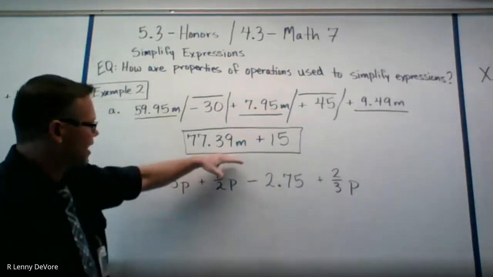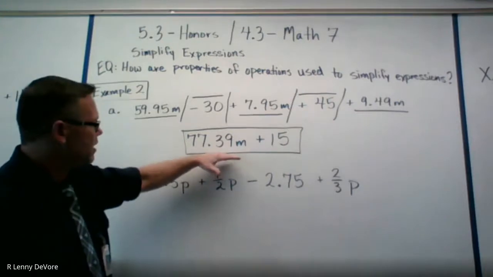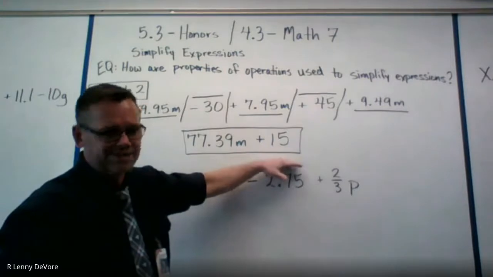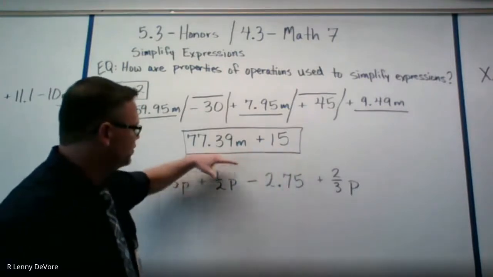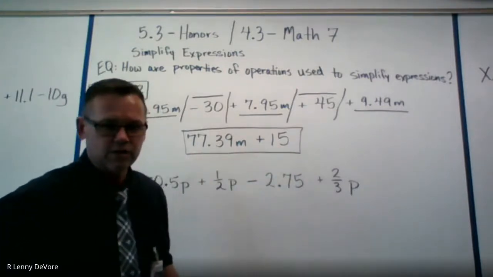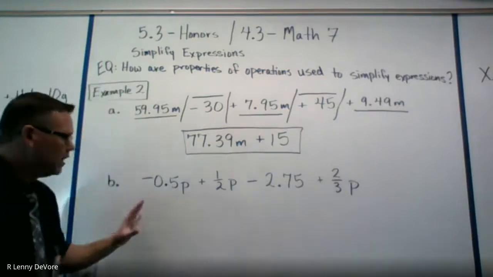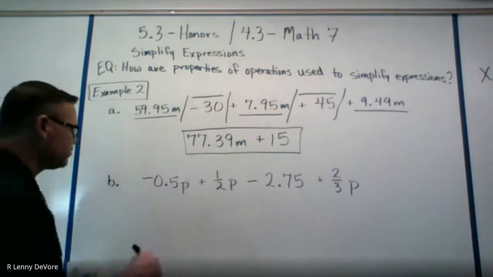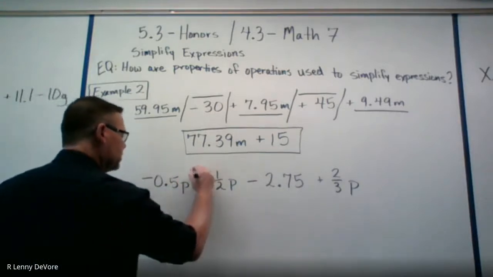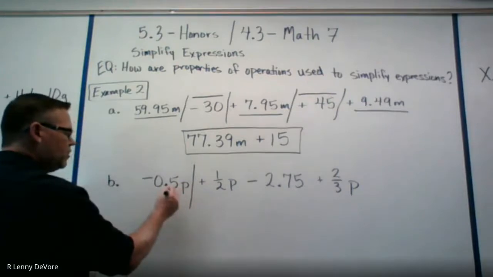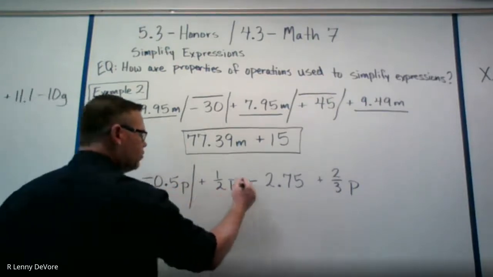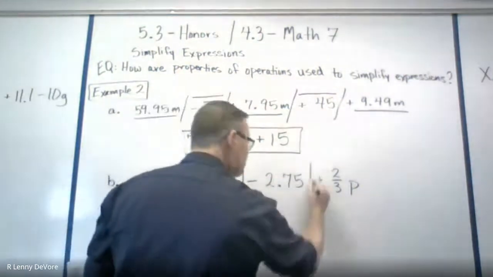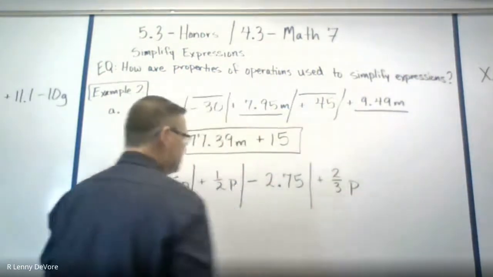Now look, here's the deal, guys. You have to understand that the term with the variable needs to come before the number that does not have the variable. We need to learn to put these in order. Okay, guys? So watch how I do this again. Now, every single time I do one of these, I want to evaluate this. The easiest way to evaluate is first to separate the terms so I can see them. Okay, so I've got a negative 0 and 5/10 p, a positive 1/2 p, a negative 2 and 75 hundredths, and a positive 2/3 p.